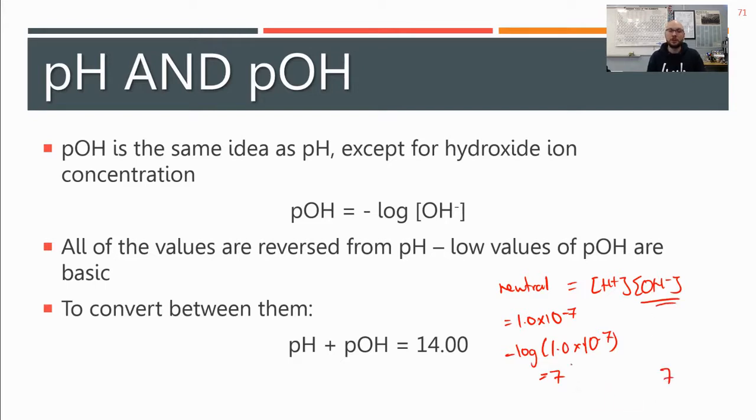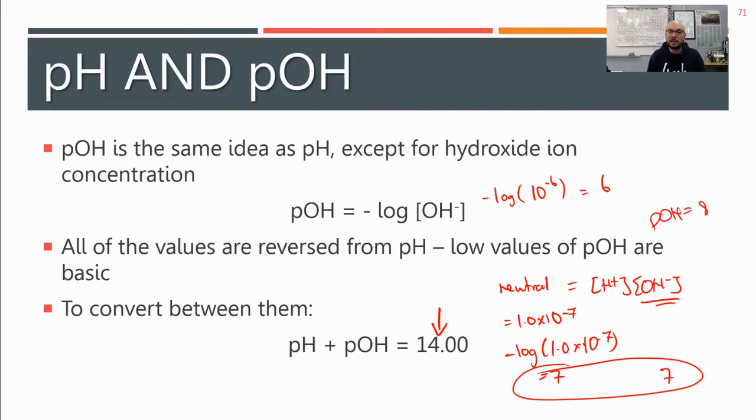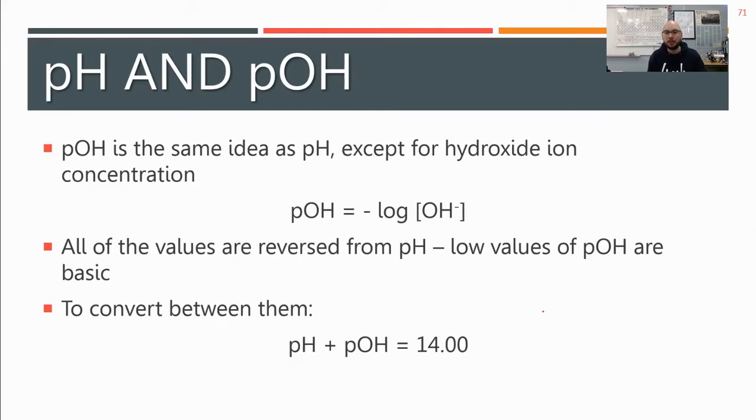So in a neutral solution, both of these values are 7, and they add up to 14. When you increase the amount of acid, let's say to 10 to the negative 6, the negative log of 10 to the minus 6 is 6. So that must mean that the pOH goes to 8, because it always has to add up to 14. Okay, so as the pH drops, the pOH rises. As the pH rises, the pOH drops. They're really the same thing.